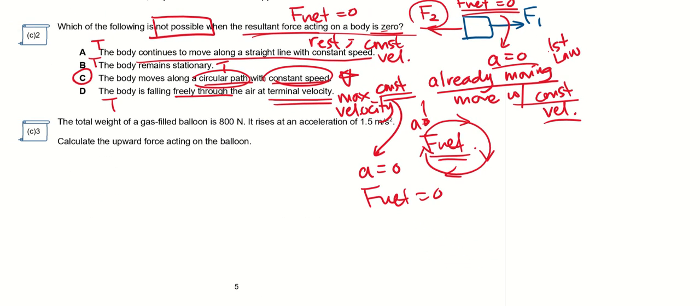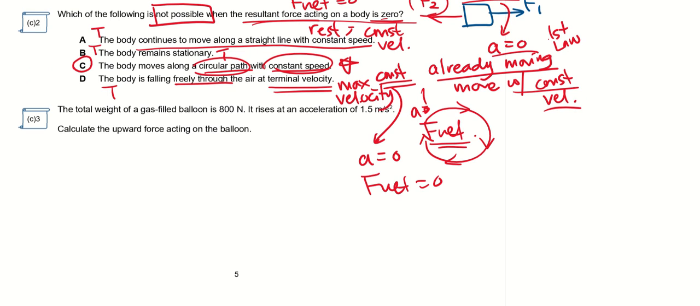Okay, C3. The total weight of a gas-filled balloon is 800 Newton. So I'm going to draw a sketch. This is my balloon. So in this chapter, it is very important that sometimes you sketch your free body diagram. You sketch out all the object. Okay, then you draw all the forces acting on the object. Rather than just thinking it in your mind, it's easier for us to put it down into drawing. Okay, so we can have a better understanding of whether is there Fnet or not. The weight is 800 Newton, so I draw a downward arrow, 800 Newton.